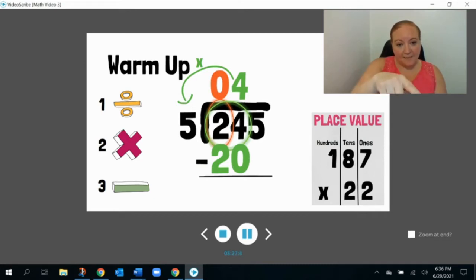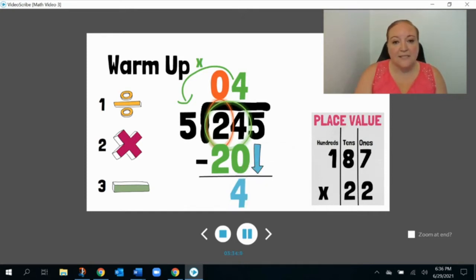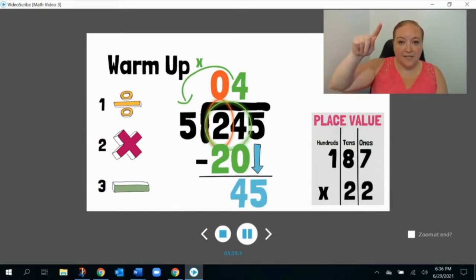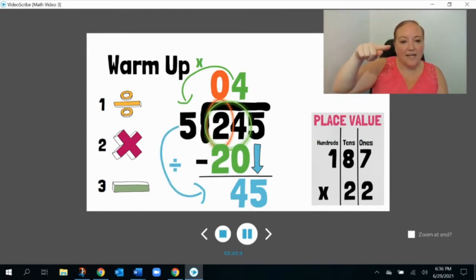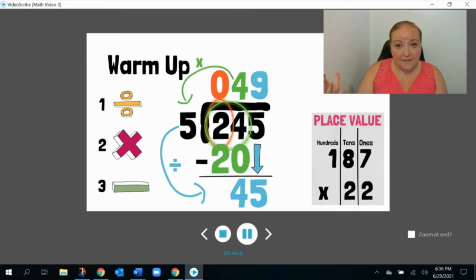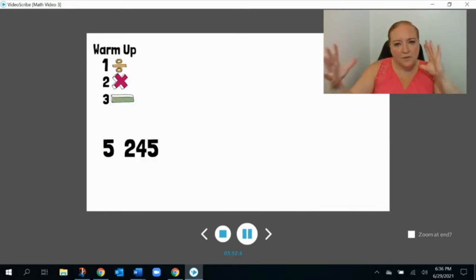And then look at step 3, which says to subtract. So 24 minus 20 is 4. Then you bring down the 5 in the ones column, and that equals 45. And now you're going to go back up to divide again. 5 goes into 45 how many times? Yes, 9. Okay, and you can double check that. 9 times 5 is 45, right? And that's how you can kind of look at that.